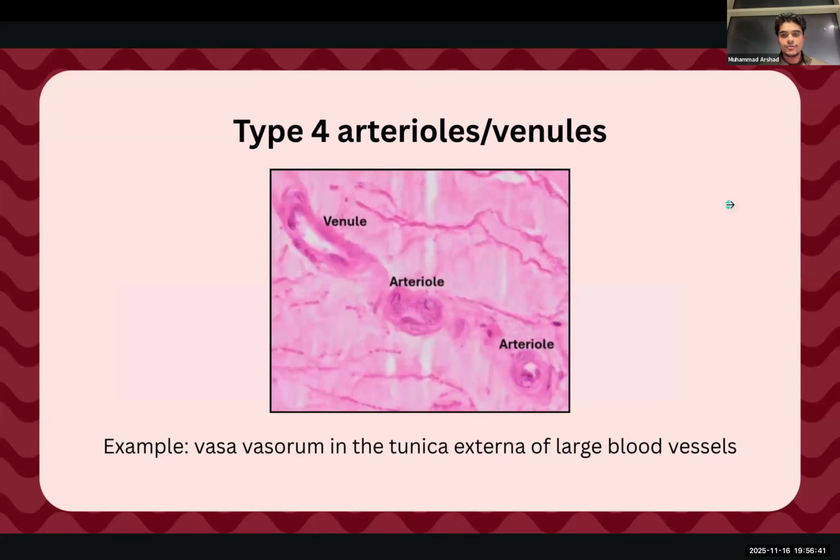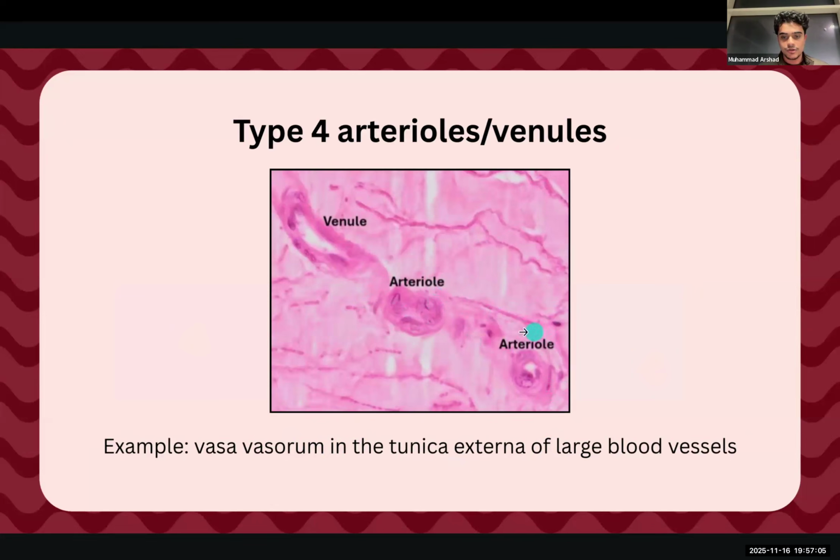Okay, so this is type 4. We're almost there. This just refers to arterioles and venules. And it's not the most high yield thing ever. They're basically just used to help control blood flow. An example of them is the vasa vasorum in the tunica externa of large blood vessels. That basically means that they are supporting blood vessels in the external wall of larger blood vessels, okay?